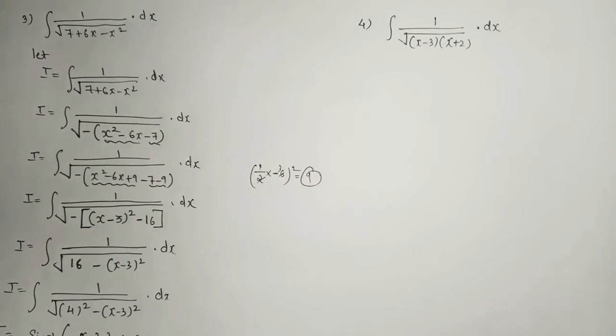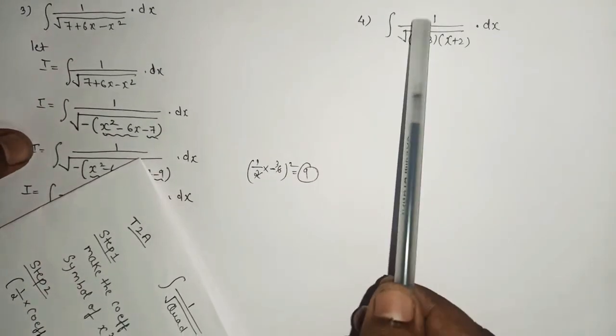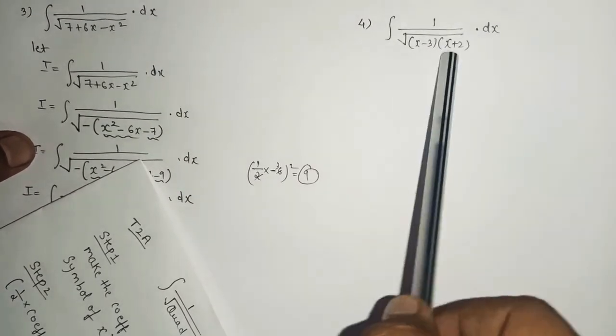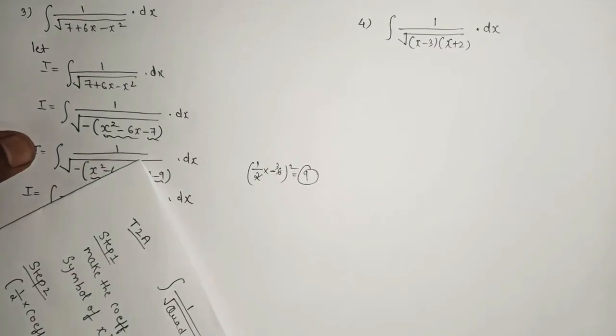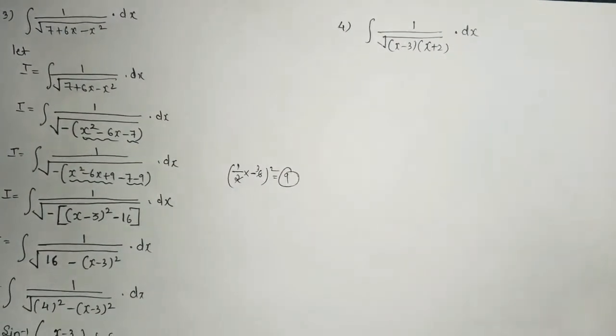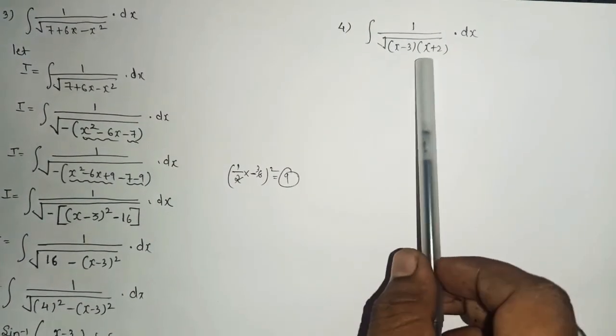Okay, so now we'll move on to the next sum. Suppose in the board exam sometime, they give an integral like this, 1 upon root of (x minus 3)(x plus 2). So what exactly will you do now? As the denominator is not a proper quadratic.